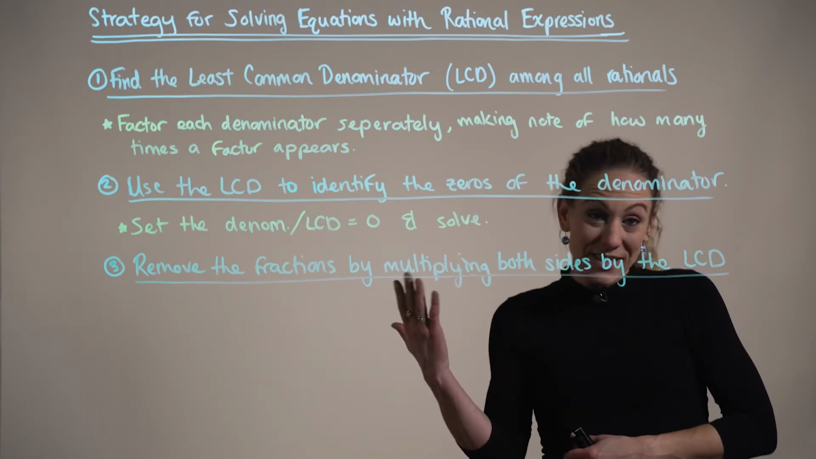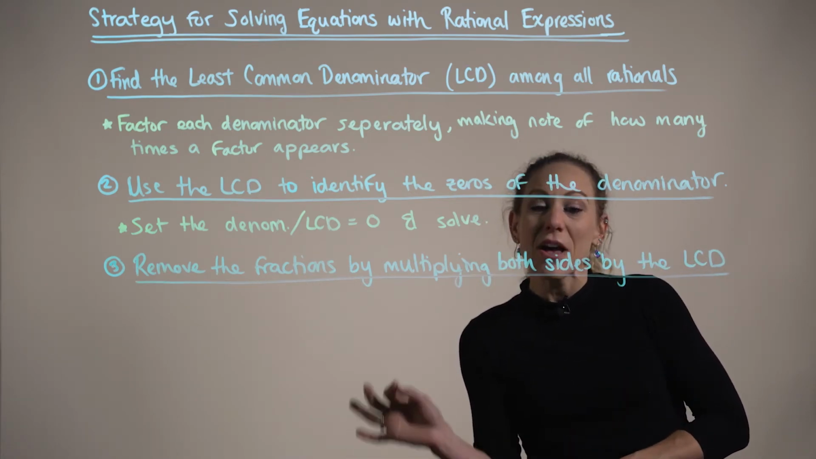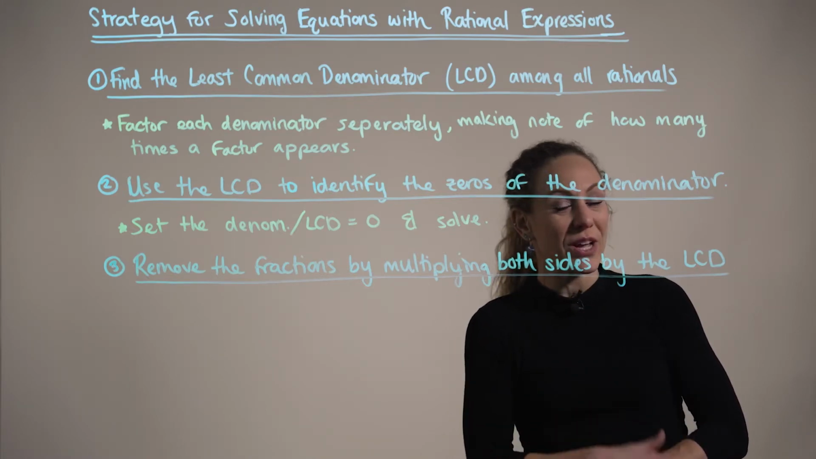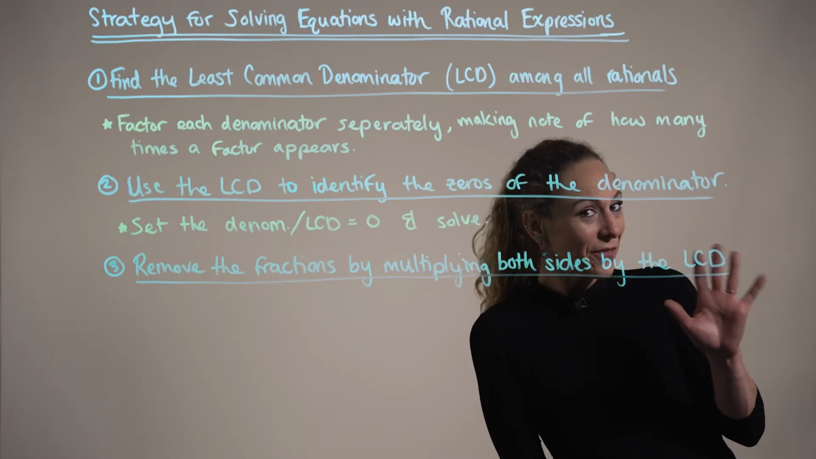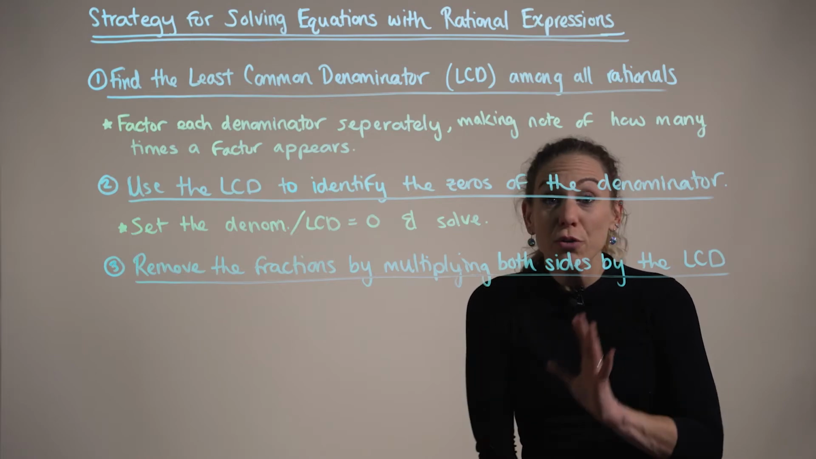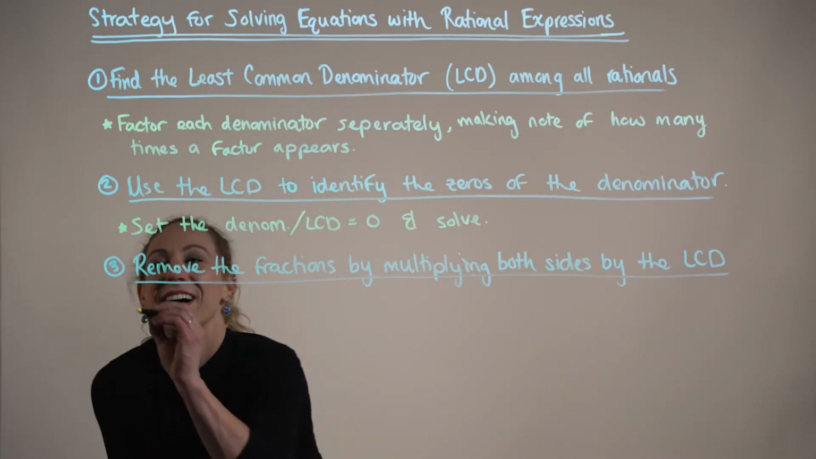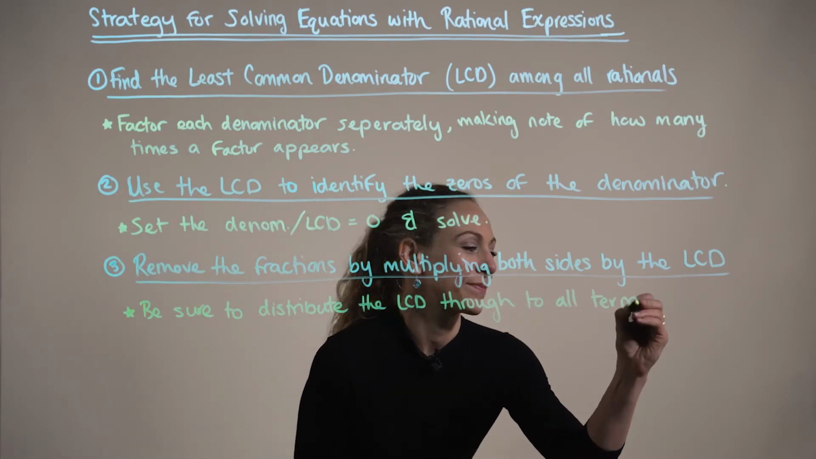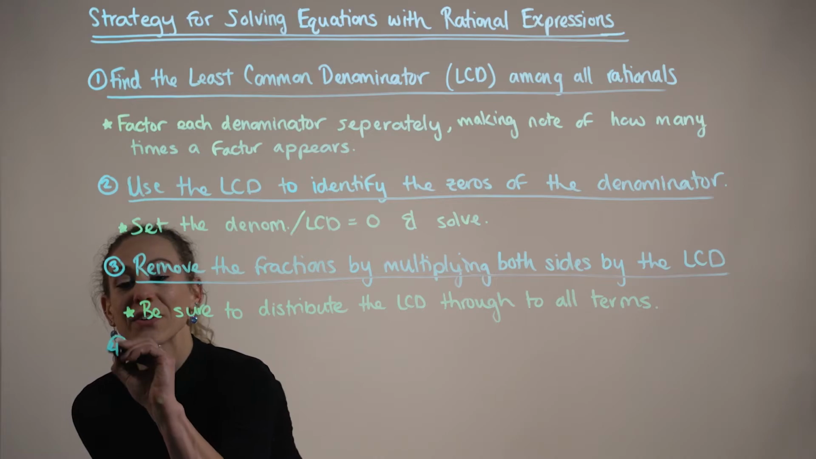So once we have the least common denominator and have identified the undefined values for the equation, we can now, in step 3, remove the fractions of this rational equation by multiplying both sides of the equation by our least common denominator. Now, be careful when doing this that you distribute that least common denominator through to each term to prevent algebra errors. Now, once we have removed the fractions, we're ready to start solving.